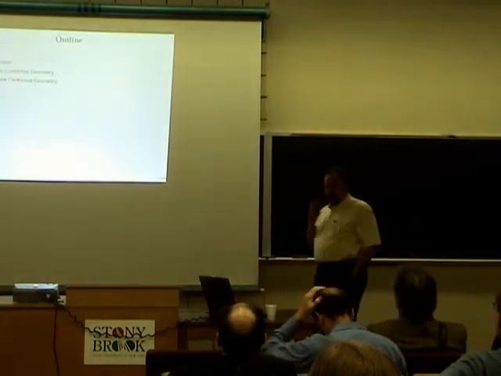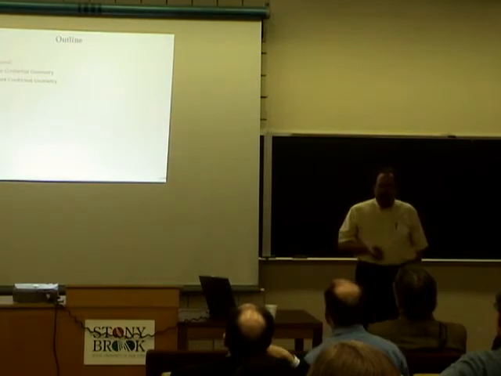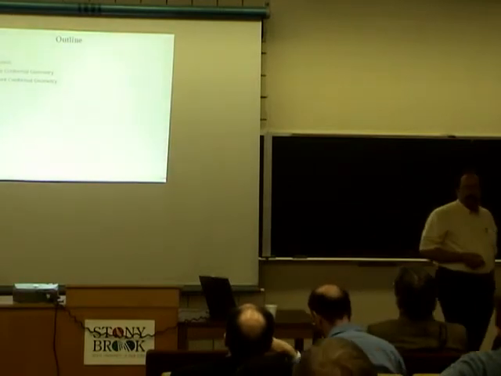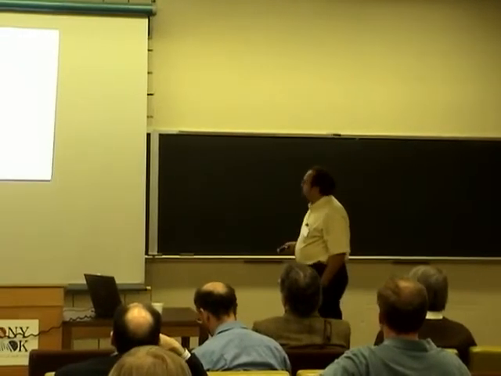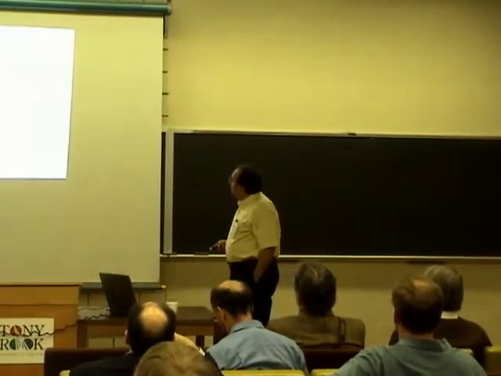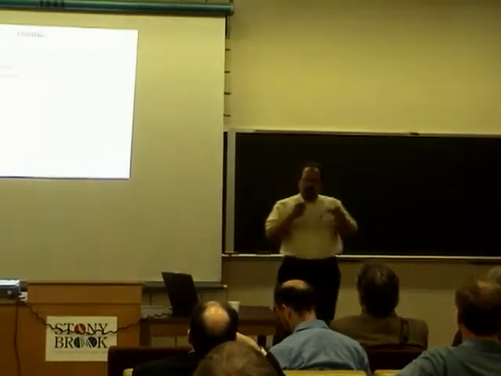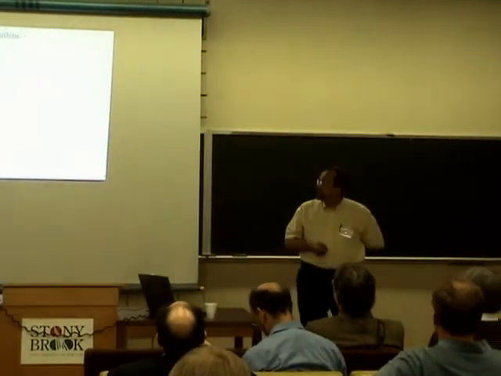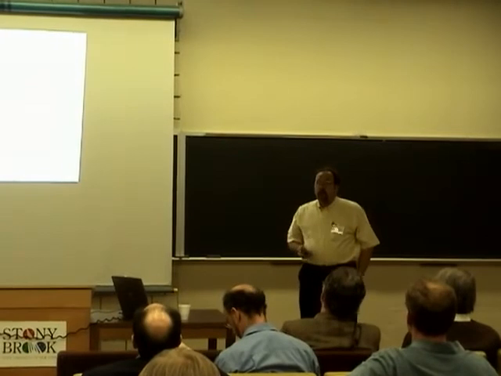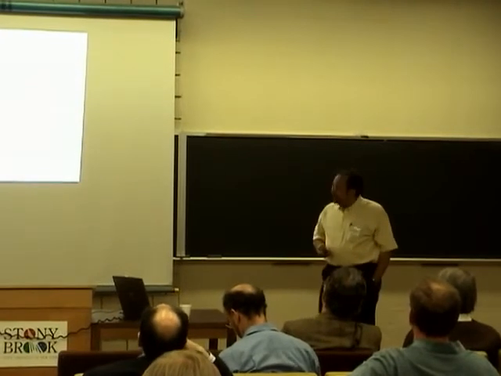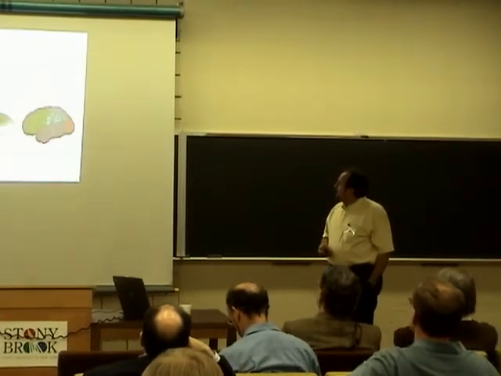So here's an outline. We're going to do some background on classical and discrete conformal geometry in the circle packing sense of discrete. And then we're going to talk a little more about what you can do with this discrete geometry. And then we're going to talk about the subject of the title, emergent. I hope to explain what that means.